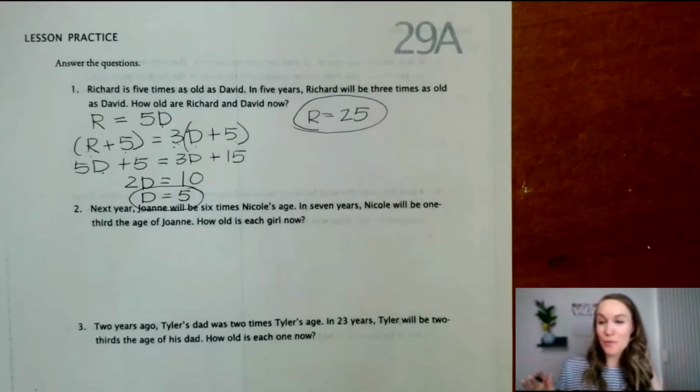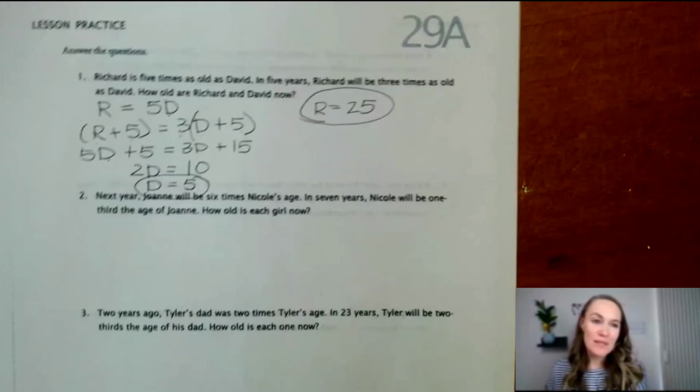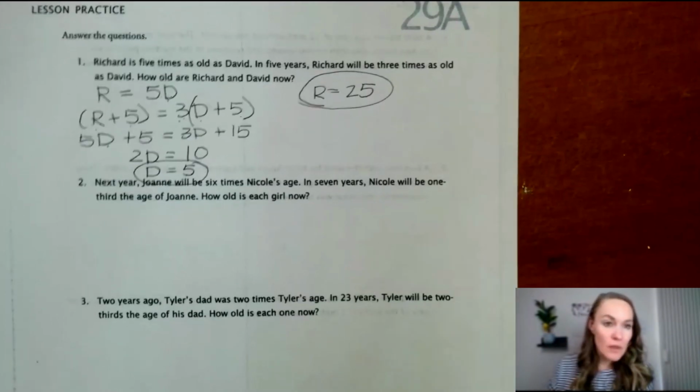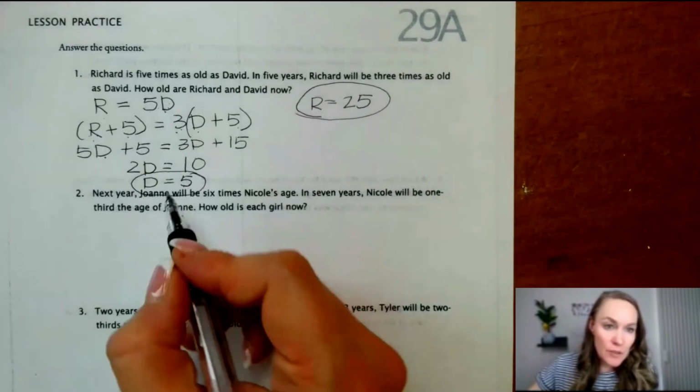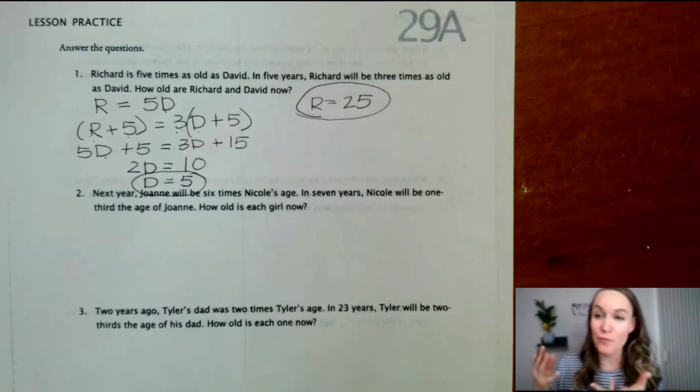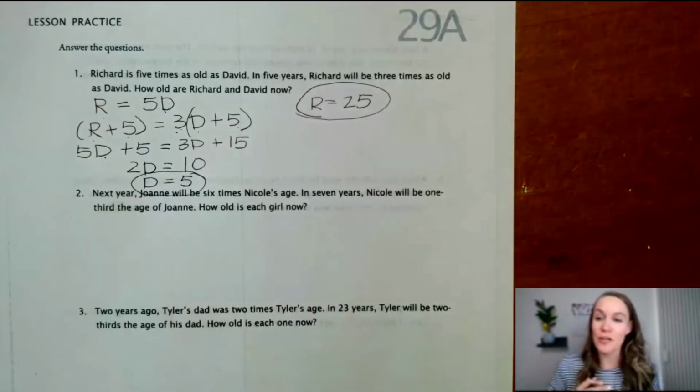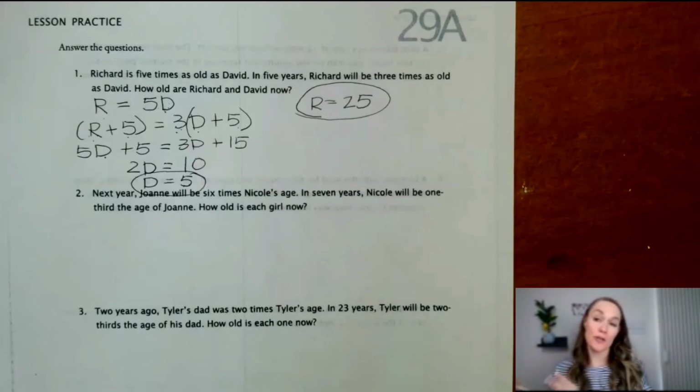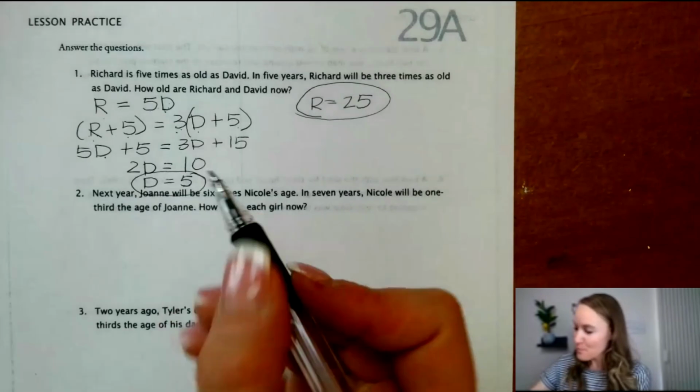So pretty simple. We're just translating English to math, and then we're solving. Substitute and solve. Next year, Joanne will be 6 times Nicole's age. Okay, this sounds really similar to what we just did before. So you might want to pause. This is a great time to pause and see if you can do the next problem on your own, and then push play and see if our answers match.